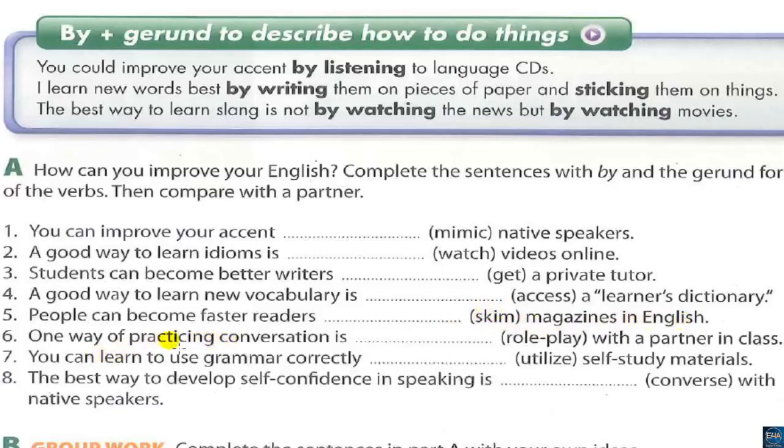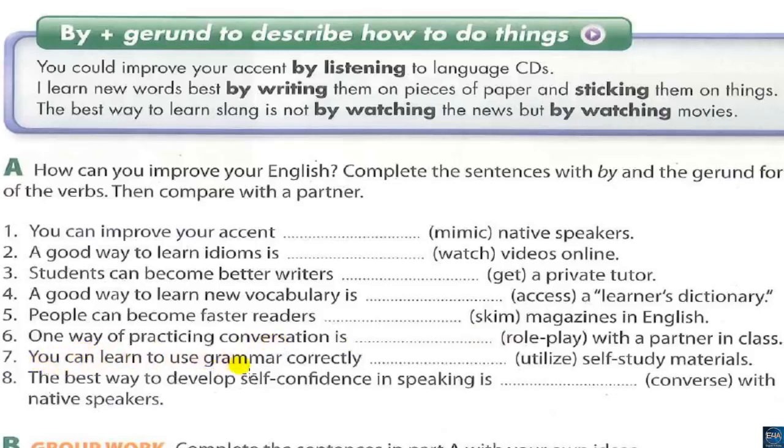6, one way of practicing conversation. Take care here, this is conversation. S as S, not Z. One way of practicing conversation is by role playing with a partner in class. Role play, this is like to make a dialogue between you and your friend, or a conversation between you and your friend. Together you read the conversation. And here we said conversation with S, not with Z.